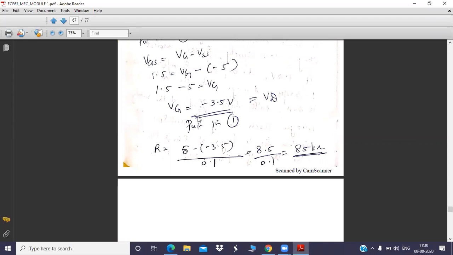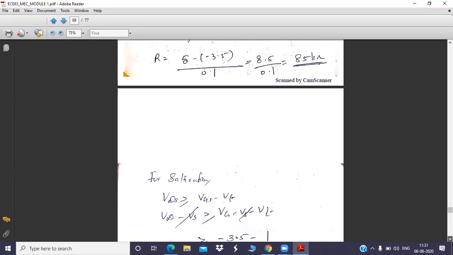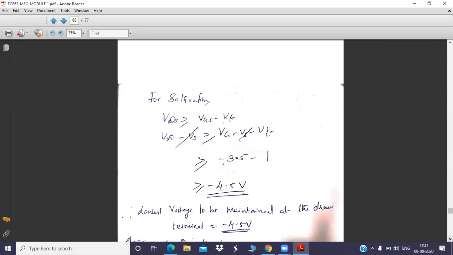Why? Because the gate voltage of Q1 is the same as the gate voltage of Q2, because you have a short circuit between gate and source. The gate-source circuitry of Q1 is shorted with the gate-source circuitry of Q2, so the potential difference is going to be the same. If there is a parallel network, the potential difference is the same. So you are not going to find the gate voltage for Q1 and Q2 separately; it is the same. That is what has been shown here. Negative 3.5 is the gate voltage of Q1 and Q2. So this is one answer. R is the second answer. And VDS, that is negative 4.5, the minimum voltage allowed at the drain of Q2, is the third answer. Understood?